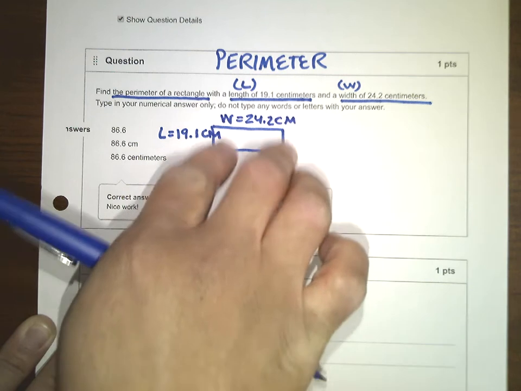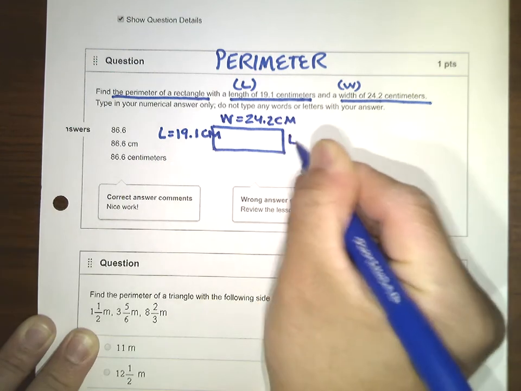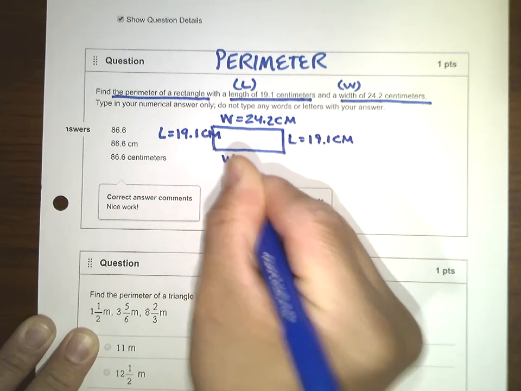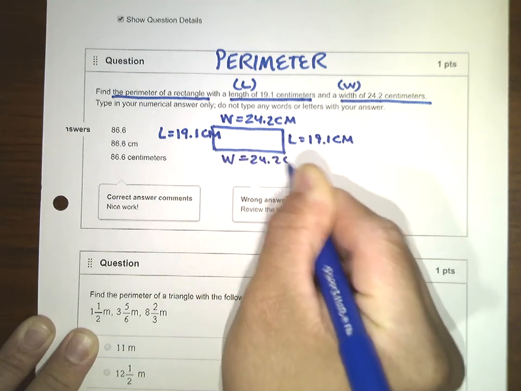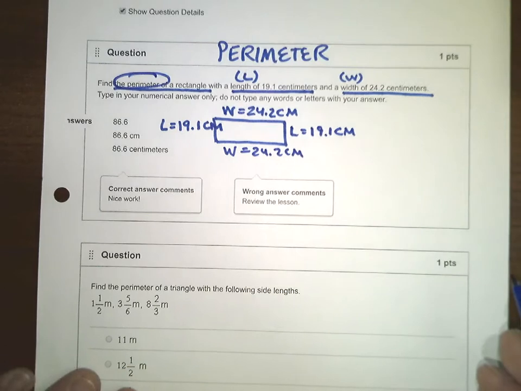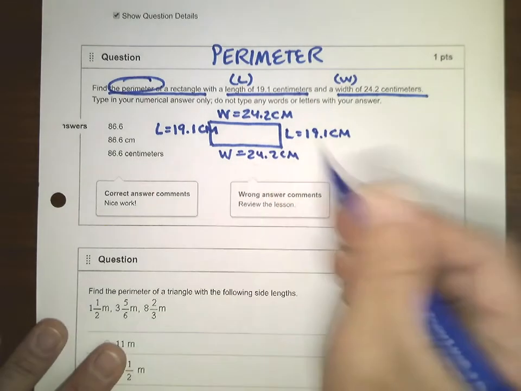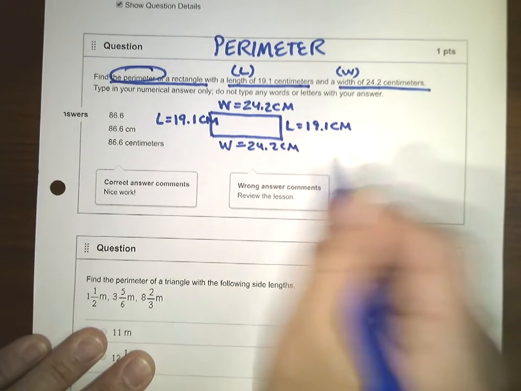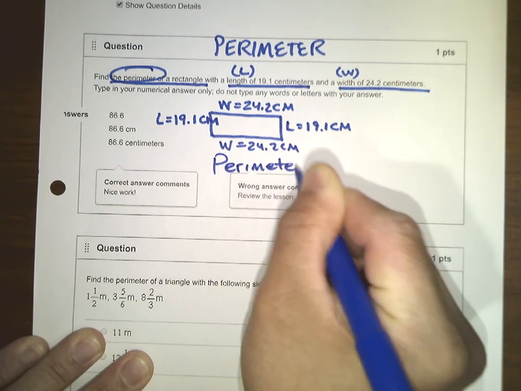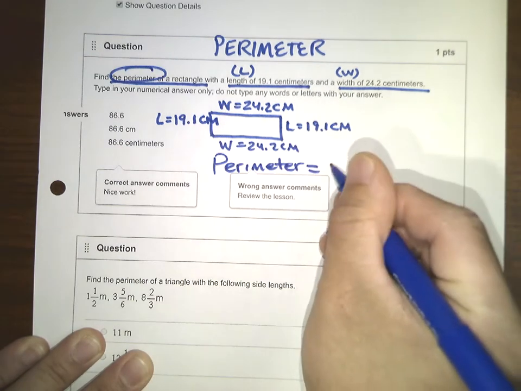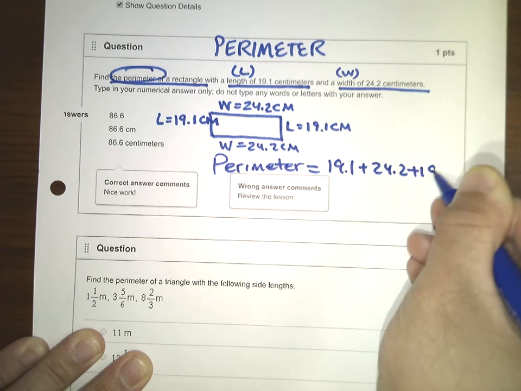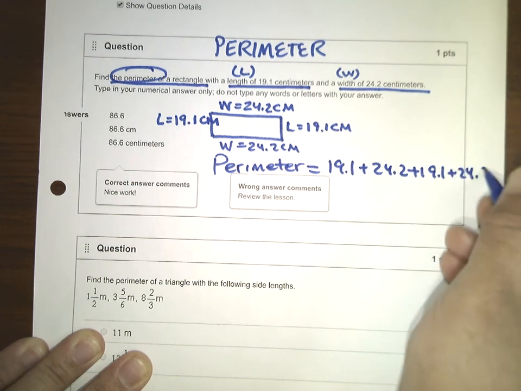So these are both the same distance. So length is 19.1 centimeters and width is 24.2 centimeters. So perimeter just means to find the total distance all the way around a figure. So what I'm going to do here is just say that the perimeter is going to be all of these numbers added together. So 19.1 plus 24.2 plus 19.1 plus 24.2.